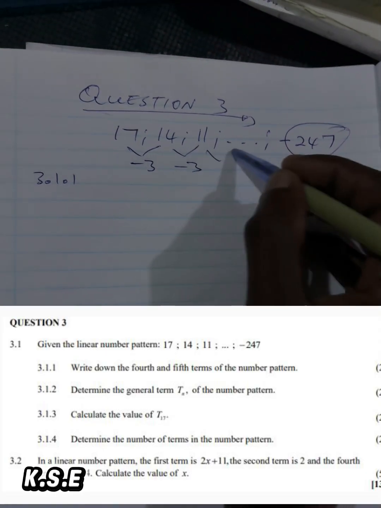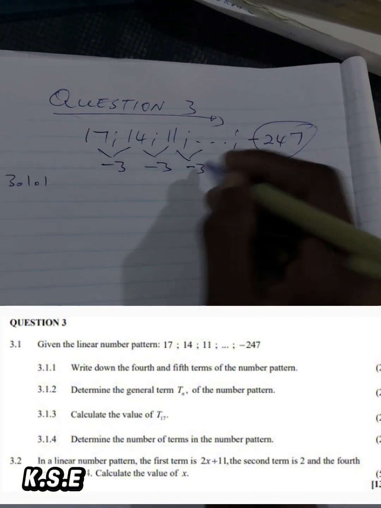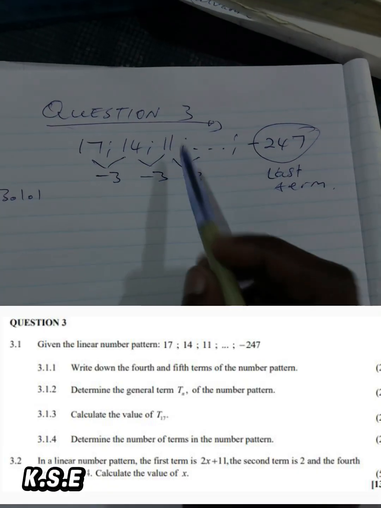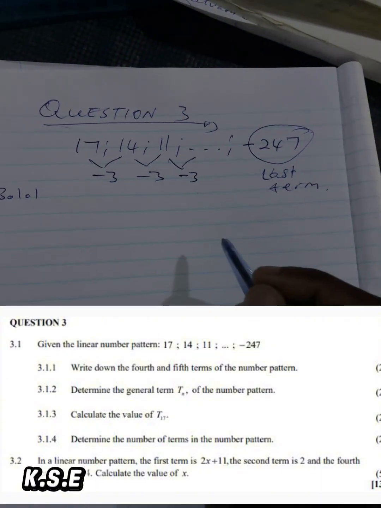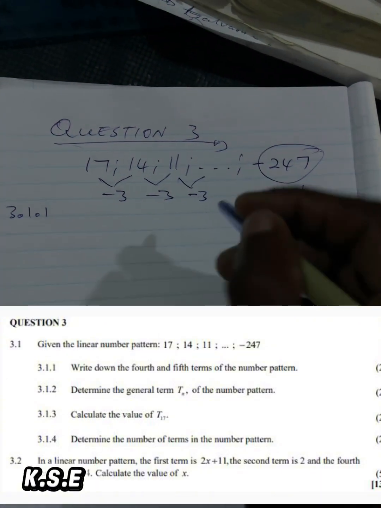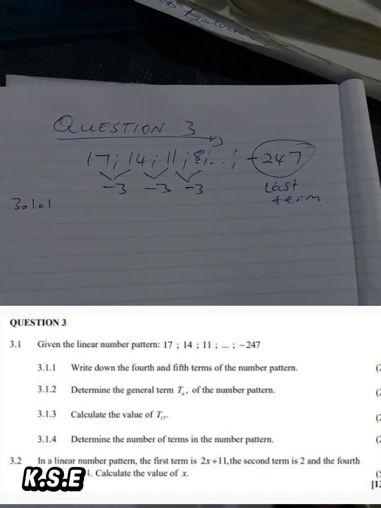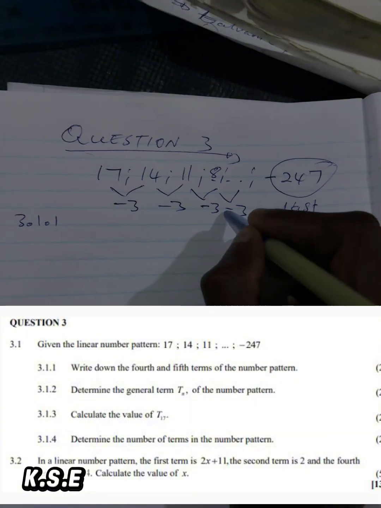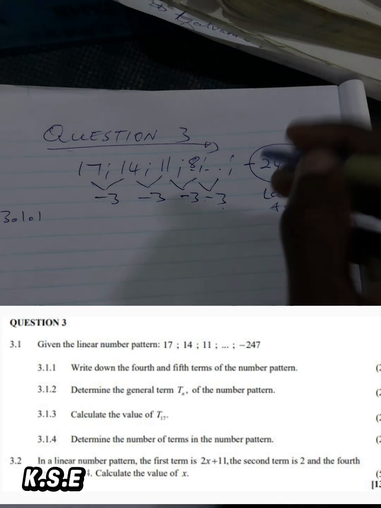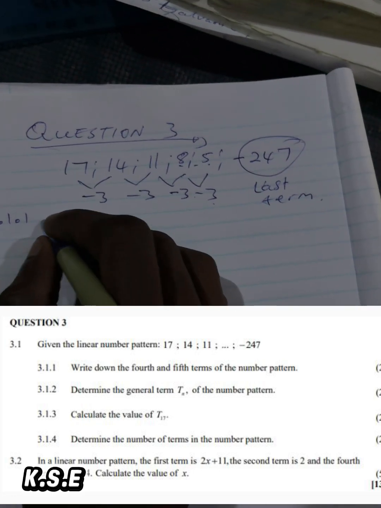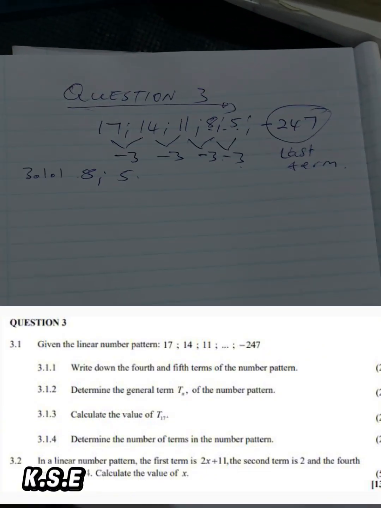So if we want to find the next two terms, we have to add the previous term and the difference so we can get the next term. So 11 plus negative 3, which is 11 minus 3, is gonna give us 8, correct? The next one, negative 3 again. Don't forget the difference doesn't change, it's always common. So 8 minus 3 is going to give us 5. So our next two terms are 8 and 5. That's where you're going to get the 2 marks.